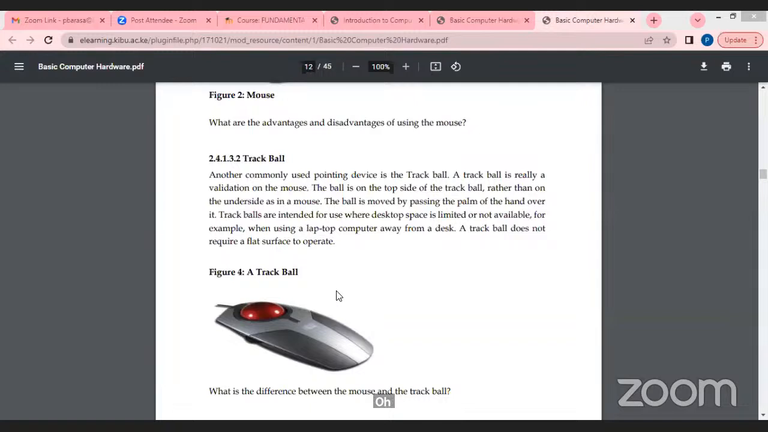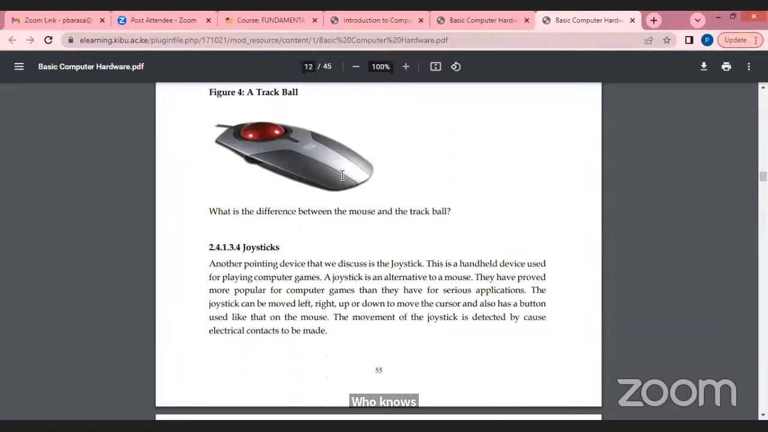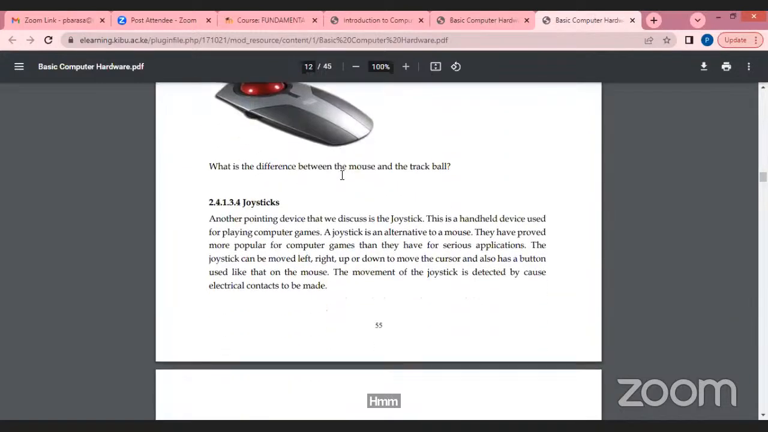Wow, I think you have an idea of what we really want, so we move to the next thing. I can see you have an idea. So we have something called a joystick. It's another pointing device that we discussed, the joystick.